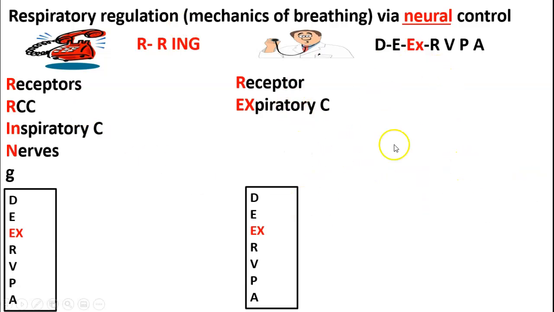What we are looking at in the exam question: respiratory regulation or the neural control of the mechanics of breathing. What we are looking for, is it neural? You know it's going to be that because we just looked at it. Is it inspiration? Is it expiration? That's going to be our key. And then do we have the understanding to apply our knowledge to that?